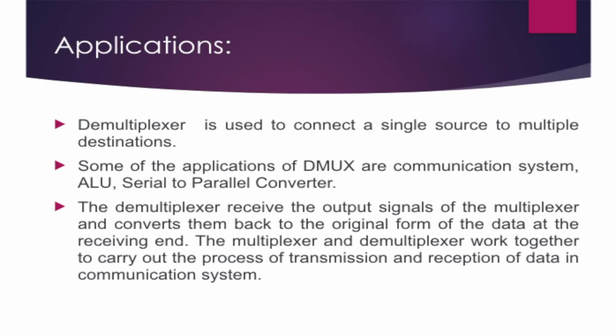So now, a demultiplexer is used to connect a single source to multiple destinations. Some of the applications of demultiplexers are communication systems, arithmetic logic units, and serial to parallel converters. The demultiplexer at the receiver receives the output signals of the multiplexer and converts them back to the original form of the data at the receiver end. Multiplexer and demultiplexer work together to carry out the process of transmission and reception of data in a communication system.